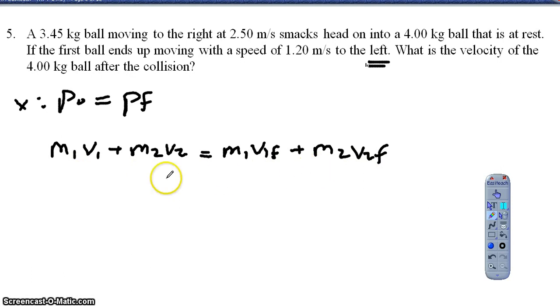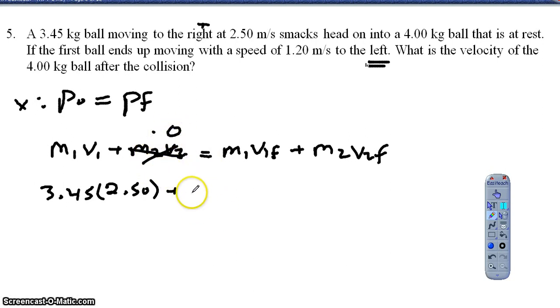Again, maybe it's just been a little while since we've seen momentum, but at this point, simply plugging in the numbers, we'll find that the only variable that we have is the second final velocity. So plugging in 3.45 times the velocity of 2.50, and I am defining the right as positive. Again, I know that my second mass is initially at rest, so I'm going to cancel this out since I'm multiplying it by a velocity of 0. Okay, so I'll just throw that in as a 0. And then equals my first mass of 3.45.